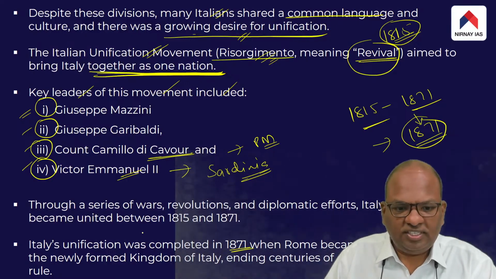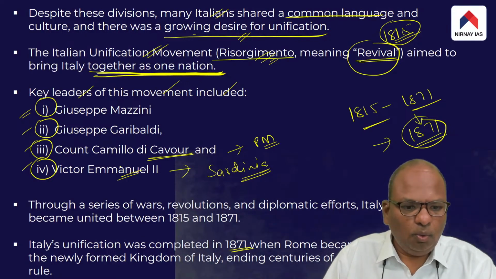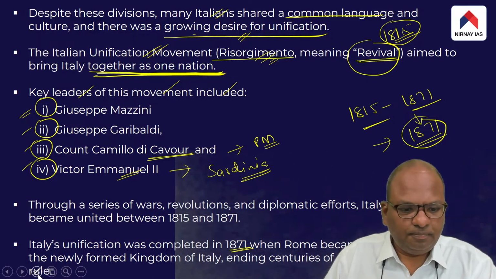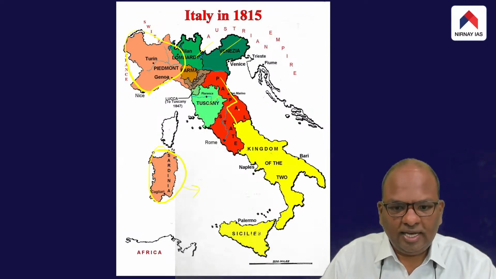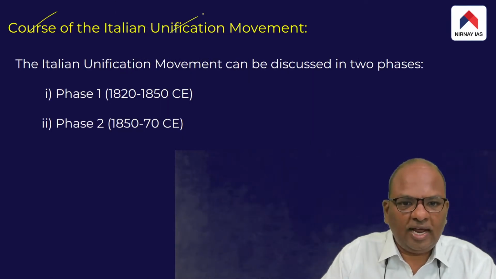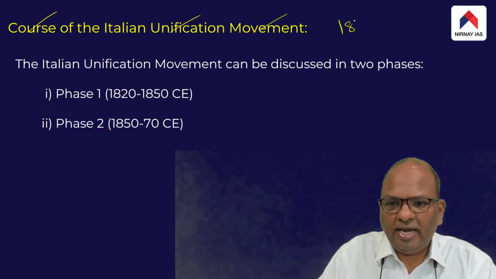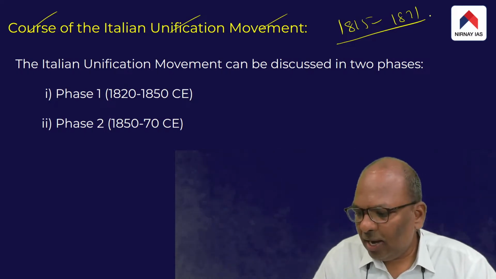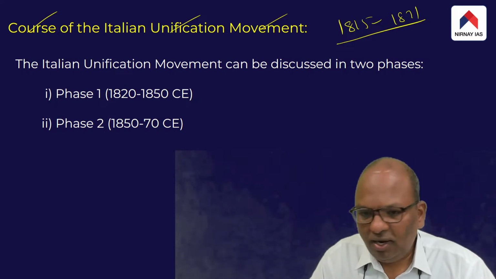And the king of this new Italian kingdom was Victor Emmanuel II. Now let us take a look at this map, the course of the Italian unification. I told you 1815 to 1871 is the time period during which the Italian unification movement was carried out.